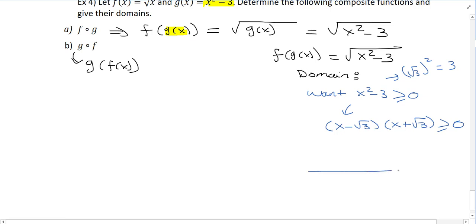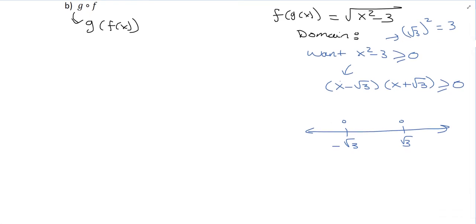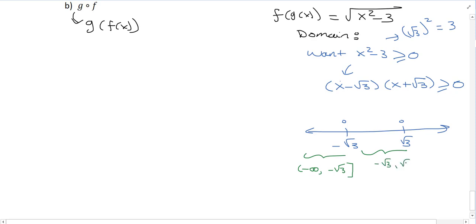And we're going to do the test point method. And so I'm going to plot the zeros. So negative root 3 is what makes this term 0, and then positive root 3 makes the first term 0. And so those will be included because we can be equal to 0. And so now pick test points. So we have 3 intervals. We have from minus infinity to negative root 3 included. We have negative root 3 to root 3, both included. And the last one, root 3 to infinity.